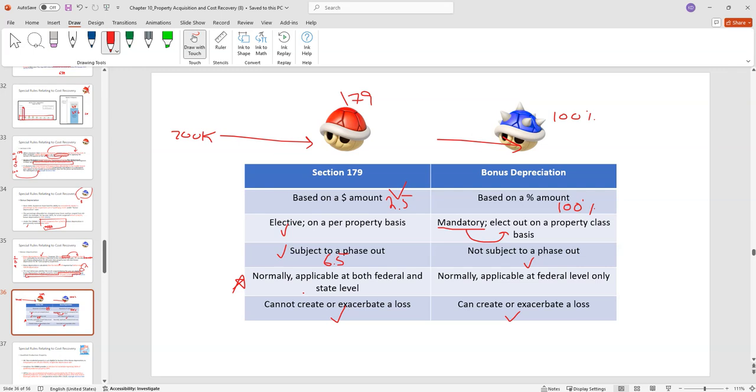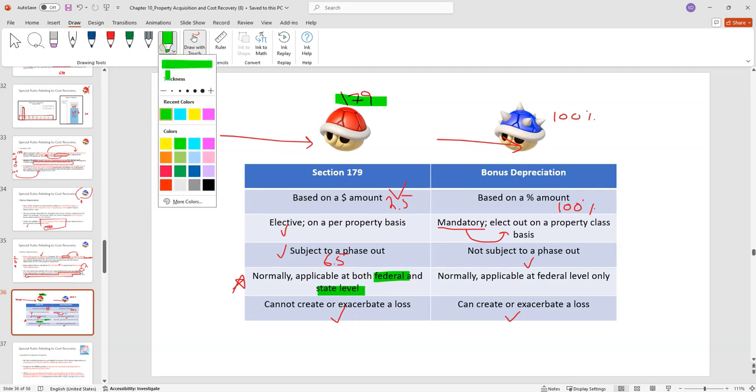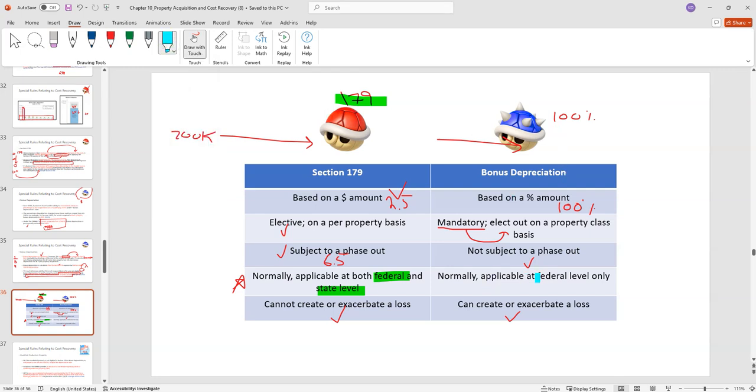But like one important or kind of simple criteria is for 179, you typically get that at the federal and most state level, right? For bonus, right, you're typically only going to get that at the federal level. Most states have not, as it were, conformed to bonus depreciation. So the setup there is like it's better many times, and it's not always the case, but it's better to do 179 because you get it on your federal tax return and you also get it on your state tax return, kind of a double dip, whereas here you only get the deduction once, okay?